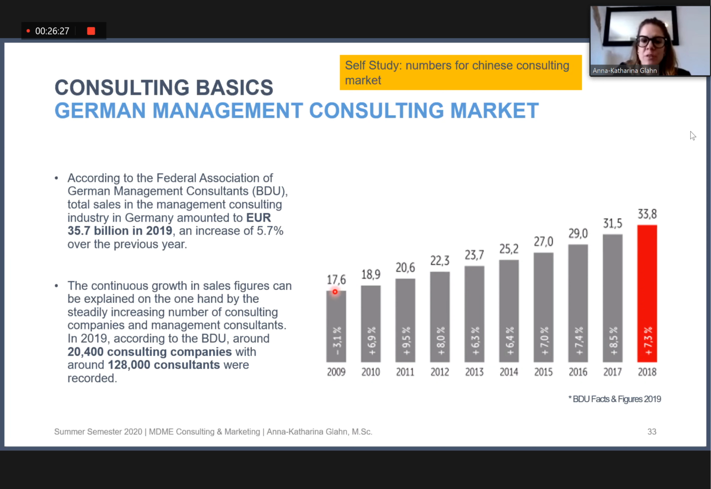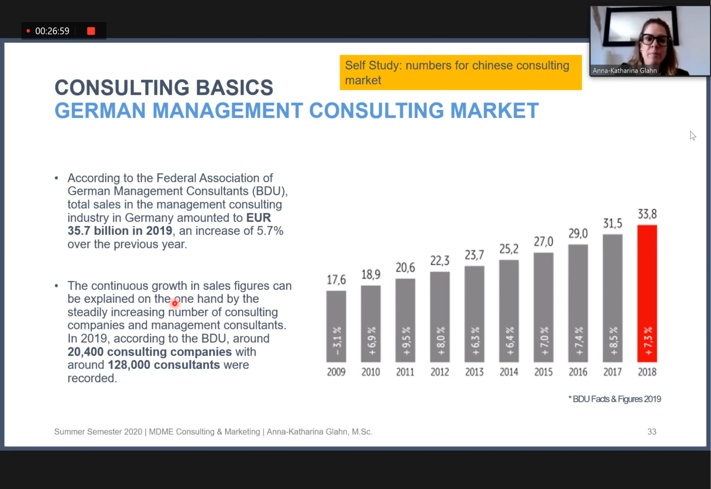So here in Germany, you also cannot see the decreasing of 2008. Oh, yeah, you can see it here, minus 3.1 to 2008. So you see the decreasing. But from that time on, it was growing and growing and growing. In the year 2019, it was 35.7 billion, another increase of 5.7%, a bit less than the last years, but still growing.